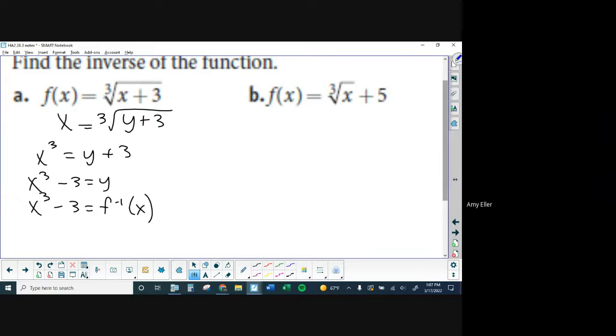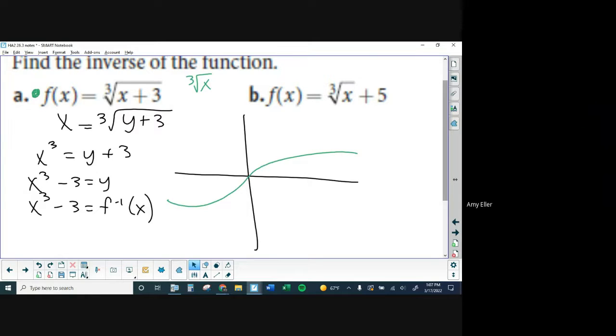So the inverse is x cubed minus 3. We should check to see if we need a restriction like we all forgot on that homework question. So you can watch or you can do this with me. I'm going to sketch the original graph. That parent function is cube root of x. It looks like this. This is your parent function.